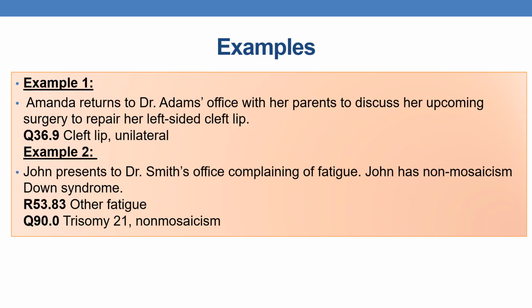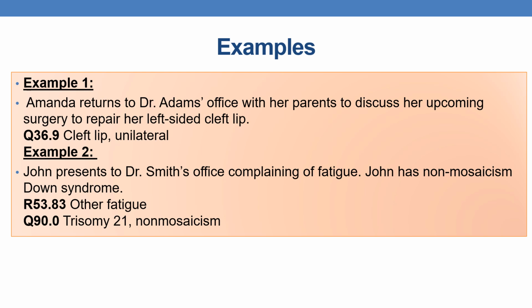Coming to one more example. Amanda returns to Dr. Adams' office with her parents to discuss her upcoming surgery to repair left-sided cleft lip. Cleft lip is also a congenital anomaly. So the appropriate code is Q36.9, cleft lip, unilateral.